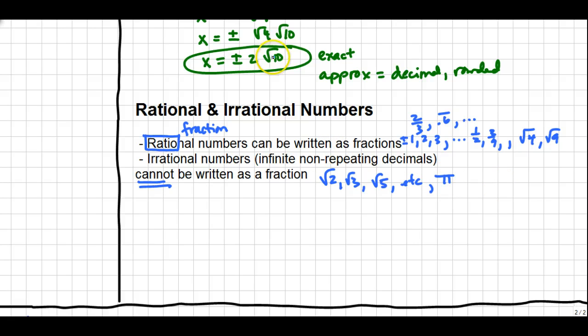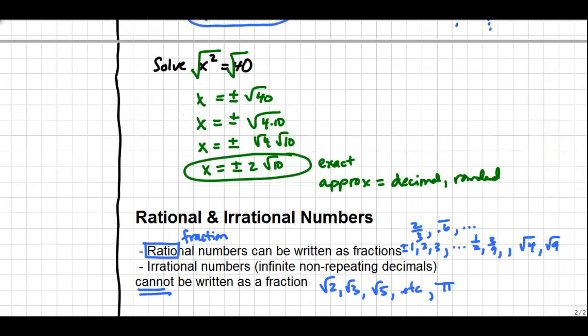So they may ask you to classify your answer as being rational or not. If you get a number with a radical in it, like radical 10, you'd say that it was irrational.